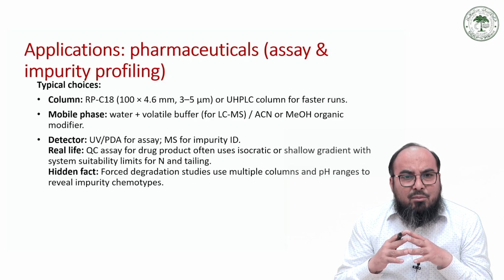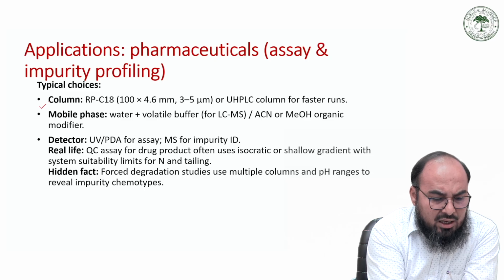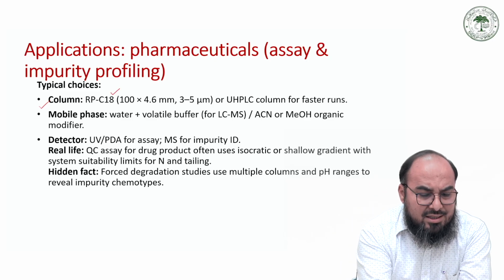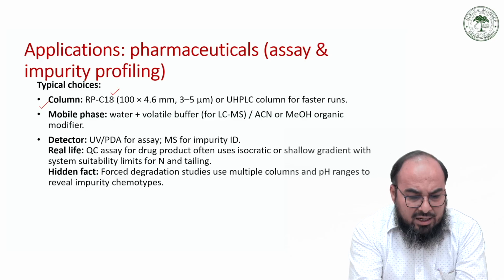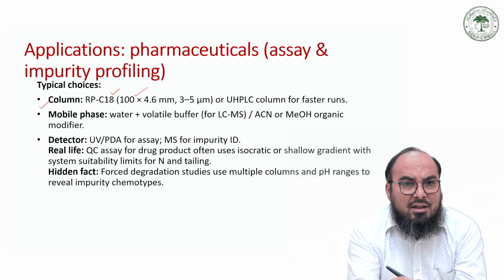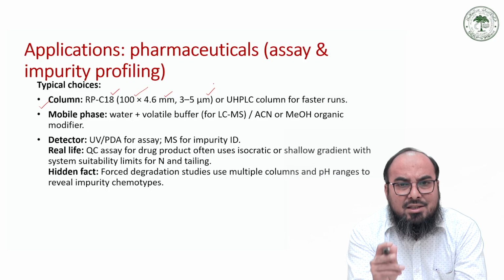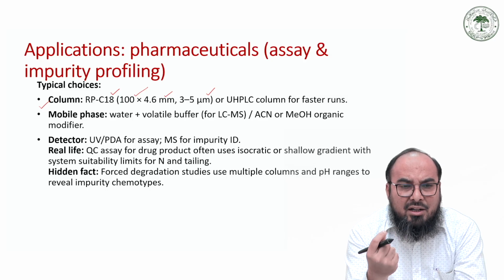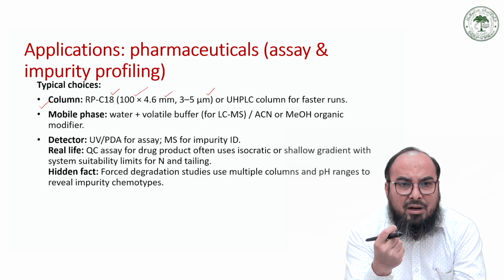Now in case of pharmaceuticals, for example, you generally use reverse phase HPLC, where you take the C18, which is actually a non-polar stationary phase, and the column length is generally 100 millimeter, whereas the diameter is 4.6 millimeter, and the particle size is somewhere between 3 to 5 micrometer. But if you are using UHPLC, then you have to take a smaller particle.